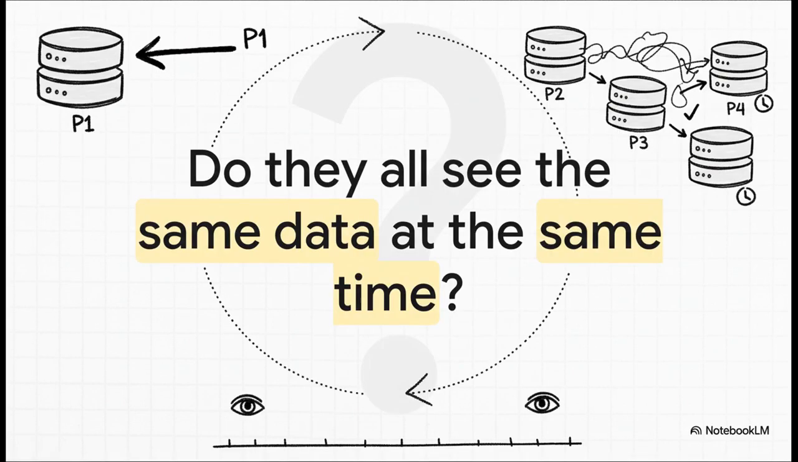And this brings us to the big question, right? If P1 decides to change that data, do the others see it happen instantly? Do they all see the same updates in the same order? The set of rules a system follows to answer these questions, that's its consistency model. It's basically the contract that says, here's when and how you get to see the latest truth.